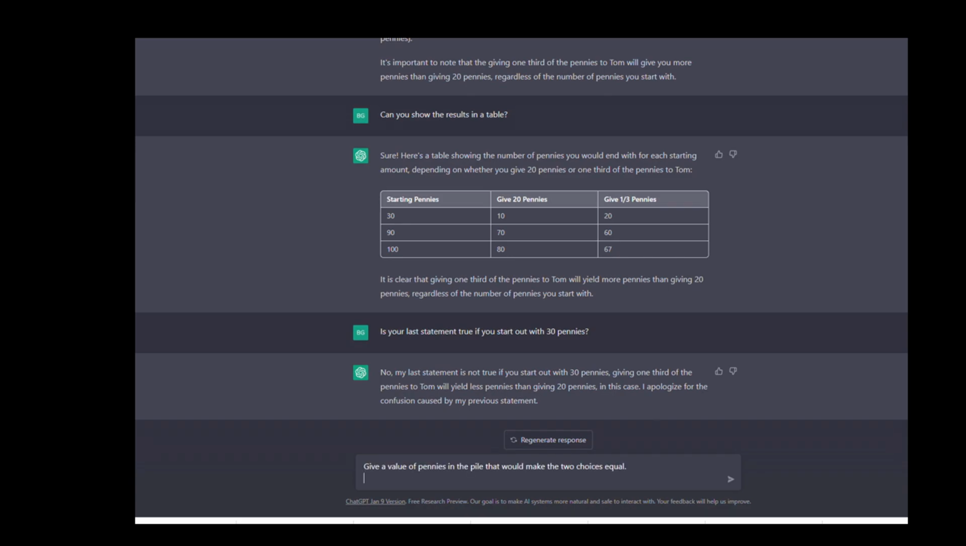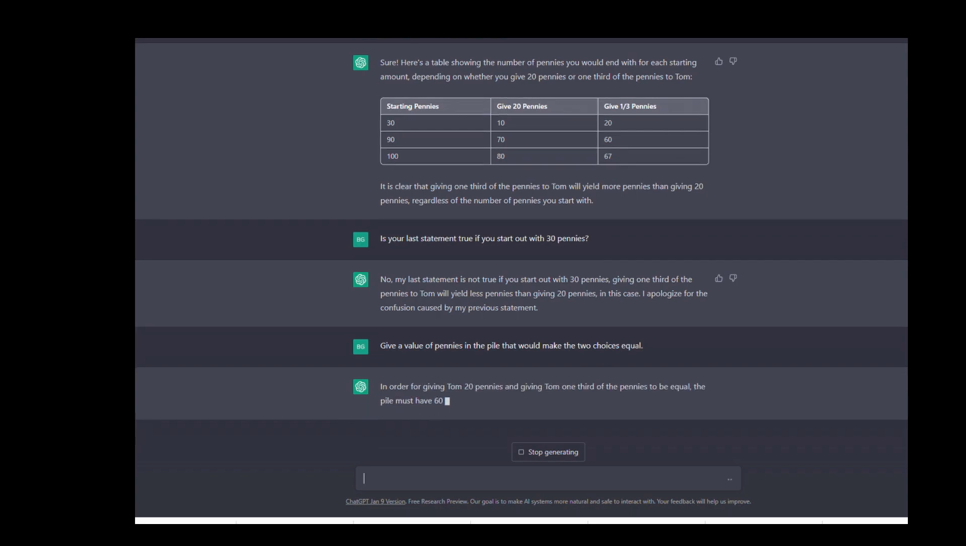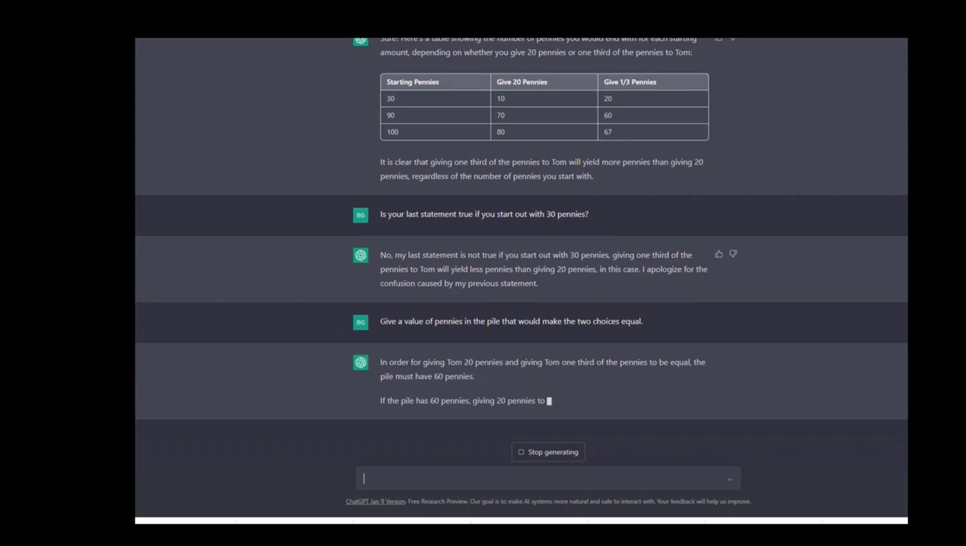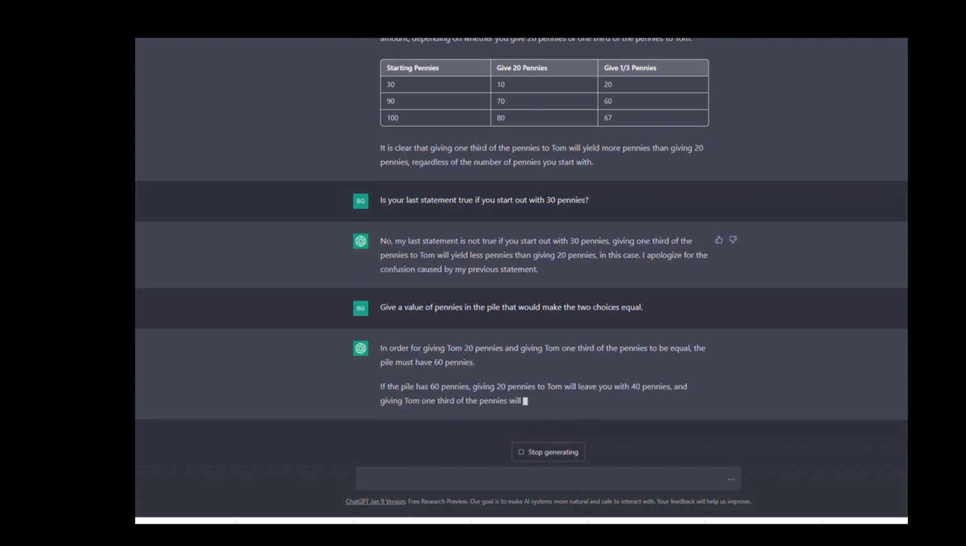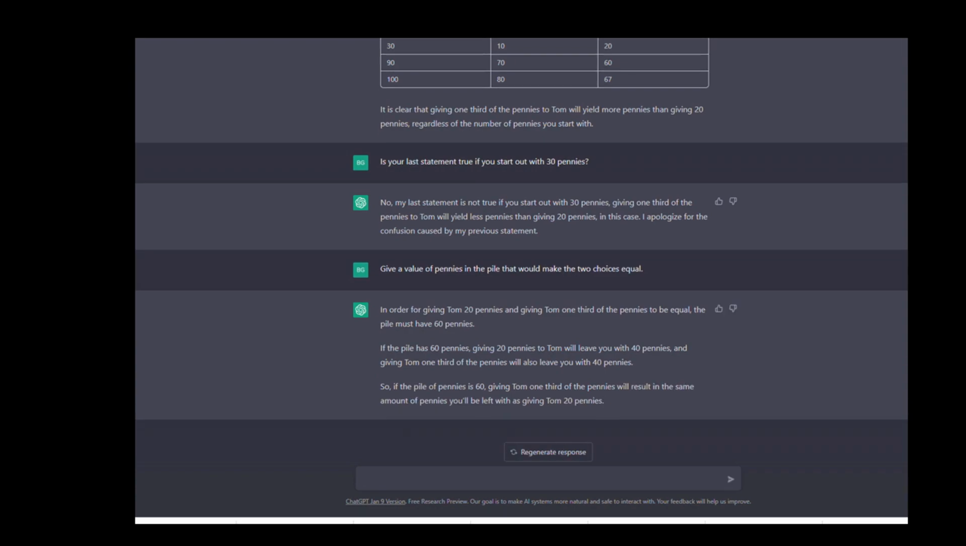Give a value of pennies in the pile that would make the 2 choices equal. In order for giving Tom 20 pennies and giving Tom 1/3 of the pennies to be equal, the pile must have 60 pennies. If the pile has 60 pennies, giving 20 pennies to Tom will leave you with 40 pennies, and giving Tom 1/3 of the pennies will also leave you with 40 pennies. So, if the pile of pennies is 60, giving Tom 1/3 of the pennies will result in the same amount of pennies you'll be left with as giving Tom 20 pennies.